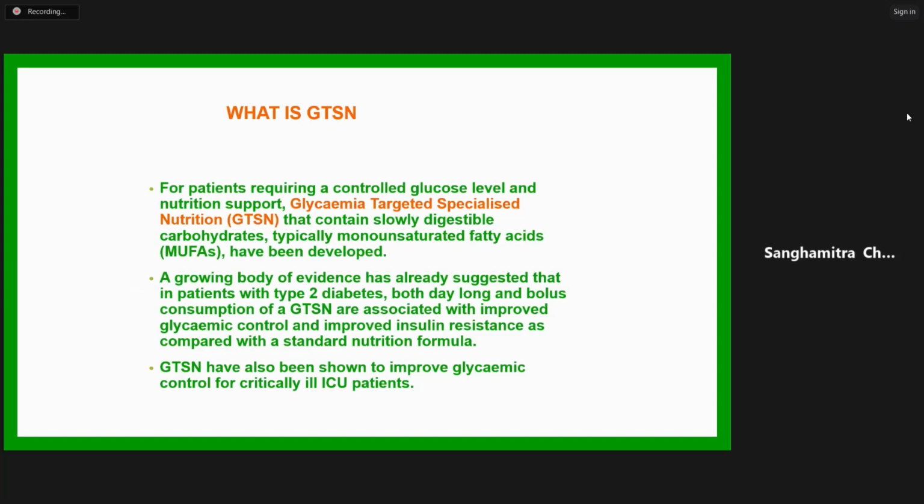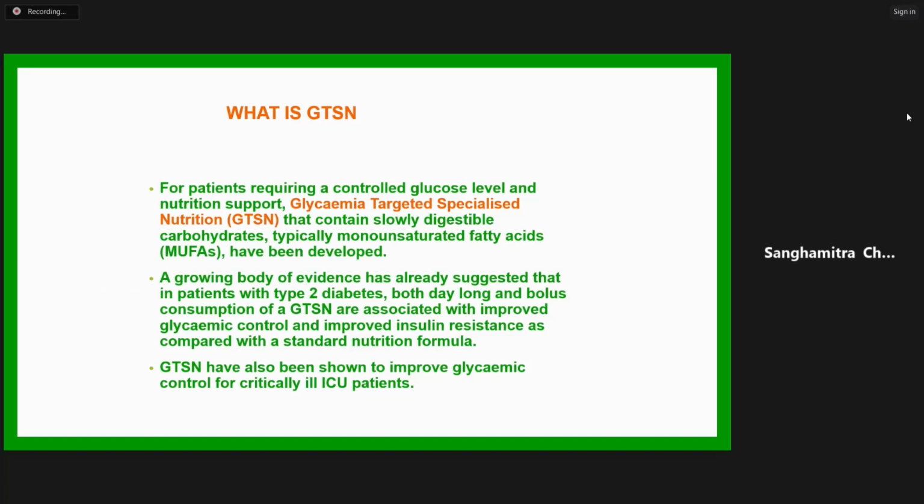Next slide. So why do we usually go for GTSN, or glycemic targeted specialized nutrition? I'm sure all of you know that many clinicians, patient relatives, and patients themselves object to having these powders, as they call them. But the reason is that there's a growing body of evidence that in patients with type 2 diabetes, both day-long and bolus consumption of a GTSN is associated with improved glycemic control and improved insulin resistance as compared with standard nutrition formula.